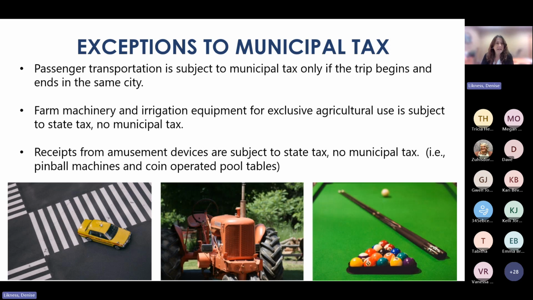Receipts from amusement devices are subject to state tax, no city tax. Examples they give are pinball machines and coin-operated tables. If you are buying farm machinery, the sellers should have an exemption certificate completed to show that it is for exclusive use only. Not a bad idea to keep that on file.